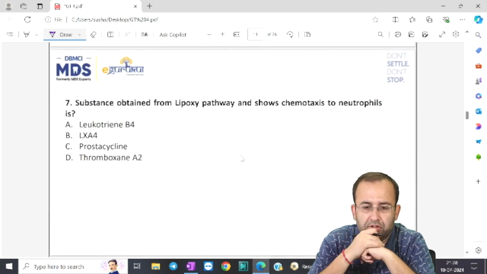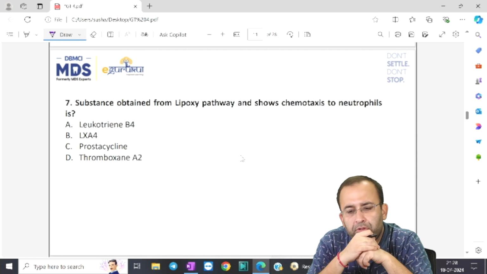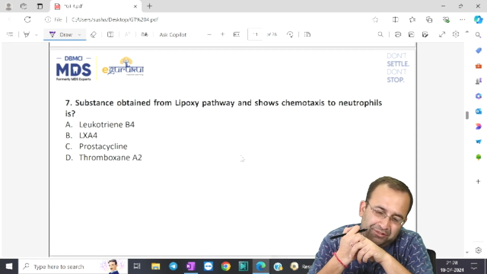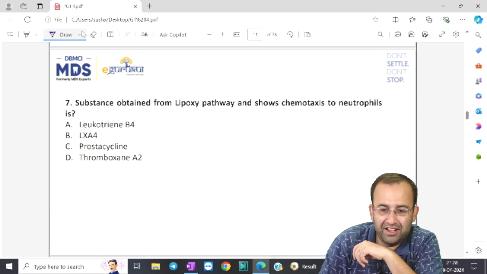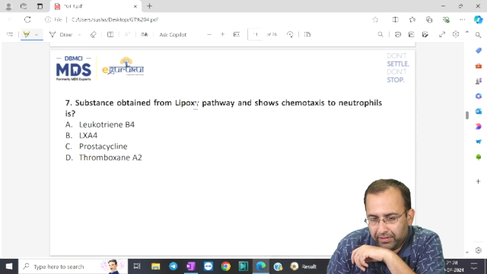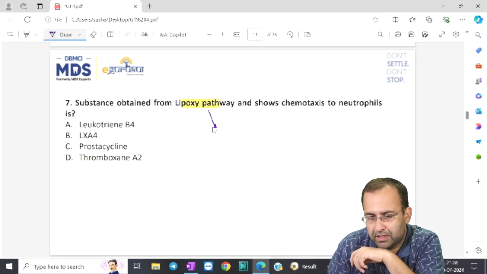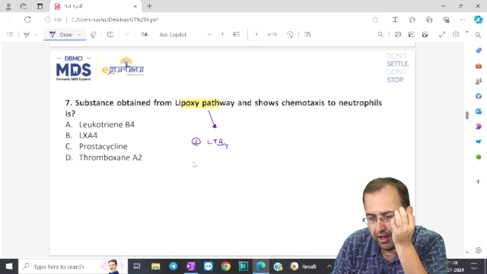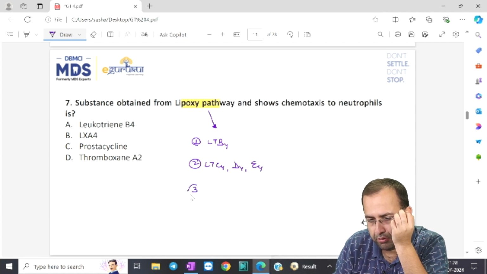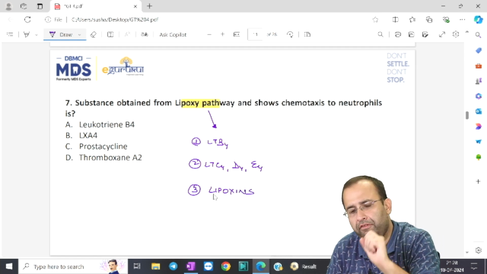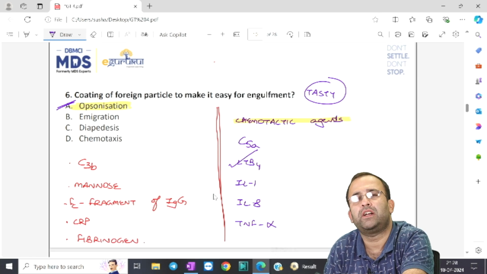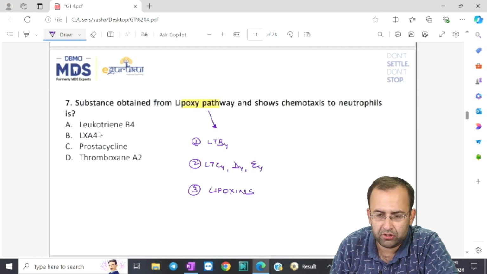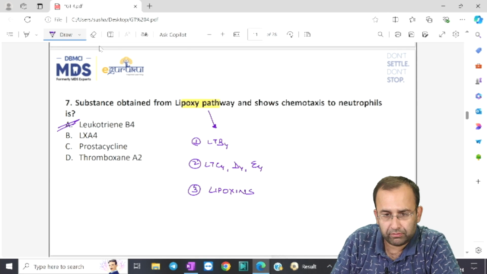Next question. Substances obtained from lipoxygenase pathway that show chemotaxis for neutrophils. We just did that. Lipoxygenase pathway produces three things: leukotriene B4, leukotriene C4, D4, E4, and lipoxins. We just saw which is the most potent chemotactic agent, leukotriene B4. So which shows chemotaxis? Leukotriene B4.